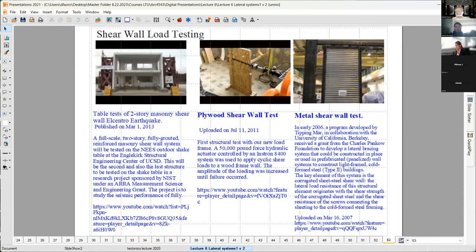The one in the middle is a plywood shear wall test. It has a force applied to it. And the one on the far right-hand side is a steel panel wall test. The one on the right-hand side is a little different.